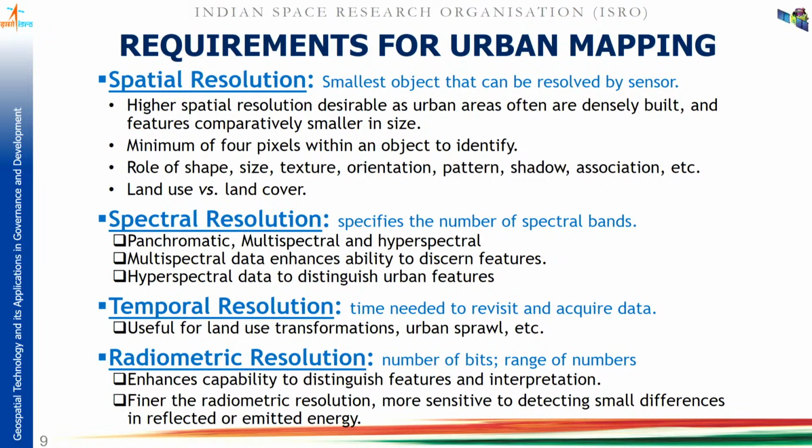Second is the spectral resolution. That is the number of spectral bands to which the sensor is sensitive. So in this we are using the panchromatic band, which basically has one large band, then we have the multispectral band, which images the same thing in multiple bands, and then we have the hyperspectral band where the same object is imaged in a number of bands, or you can say thousands of bands.